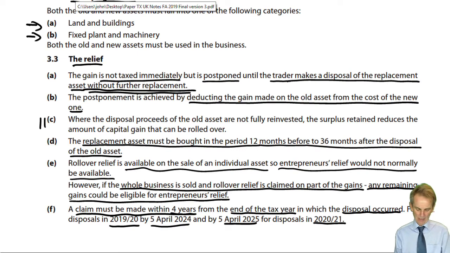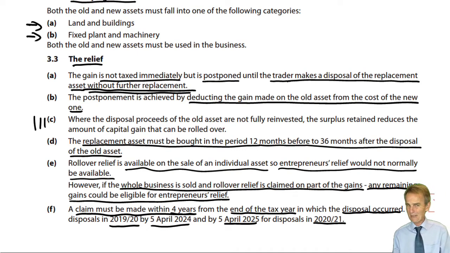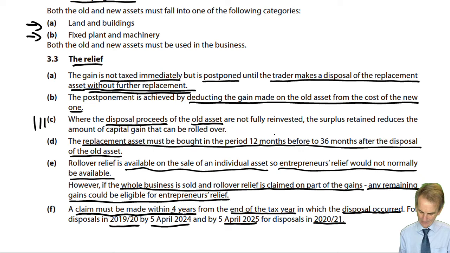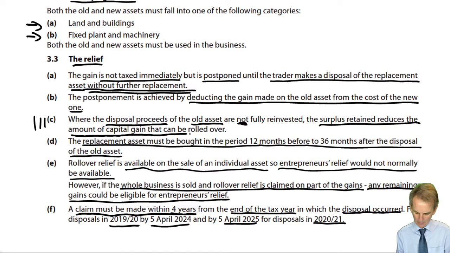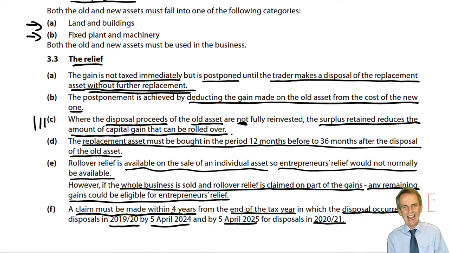Back in the notes, we recognise here in part C that, and it is way more likely in an exam question for you, that you won't be reinvesting all of the proceeds. What you'll have at best is partial rather than full rollover. So what does it say? Where the disposal proceeds of the old asset are not fully reinvested, the surplus amount retained reduces the amount of capital gain that can be rolled over. So to the extent that you retain sale proceeds, then that amount of the gain will remain chargeable.